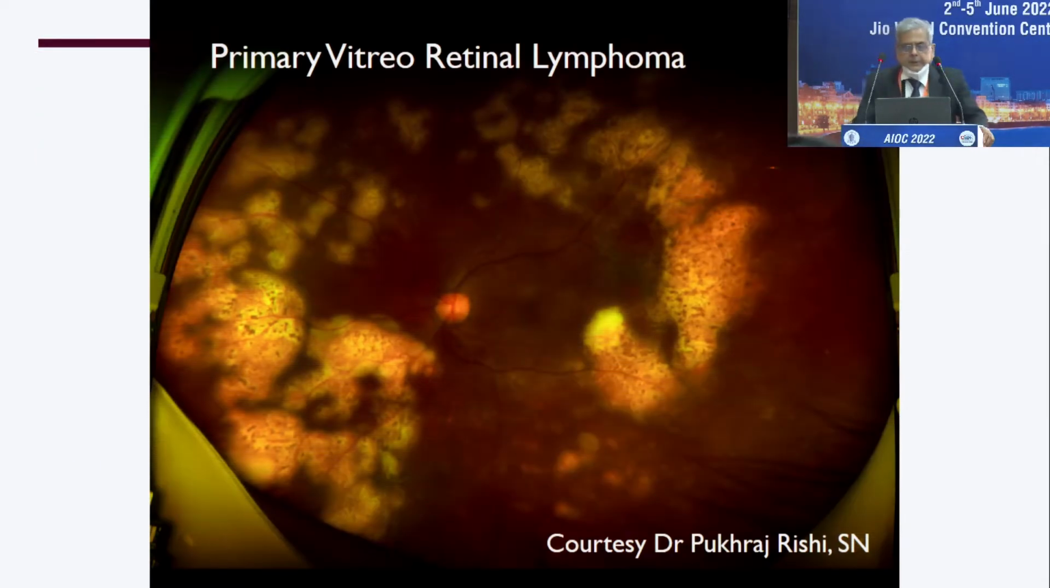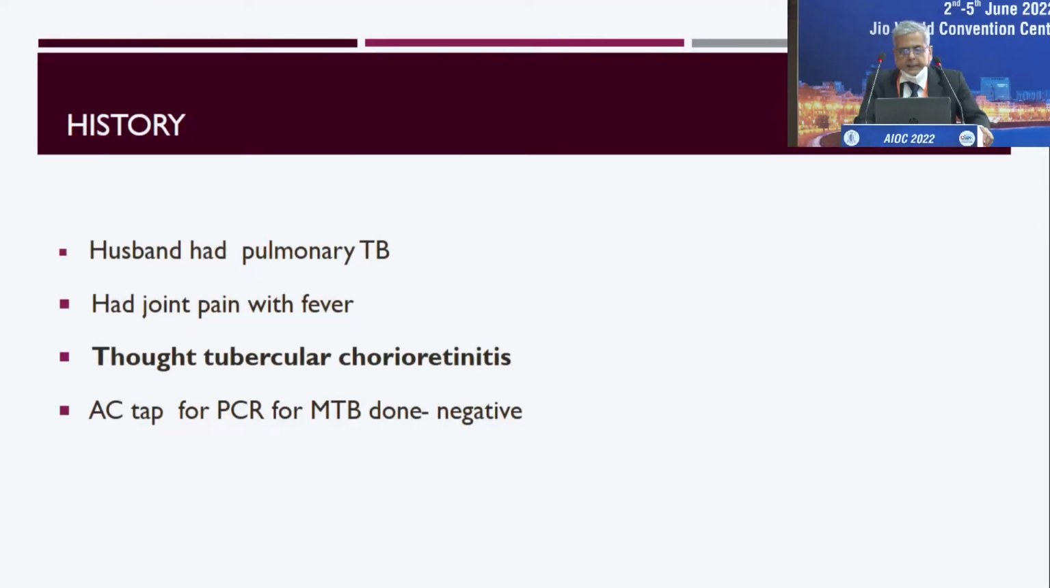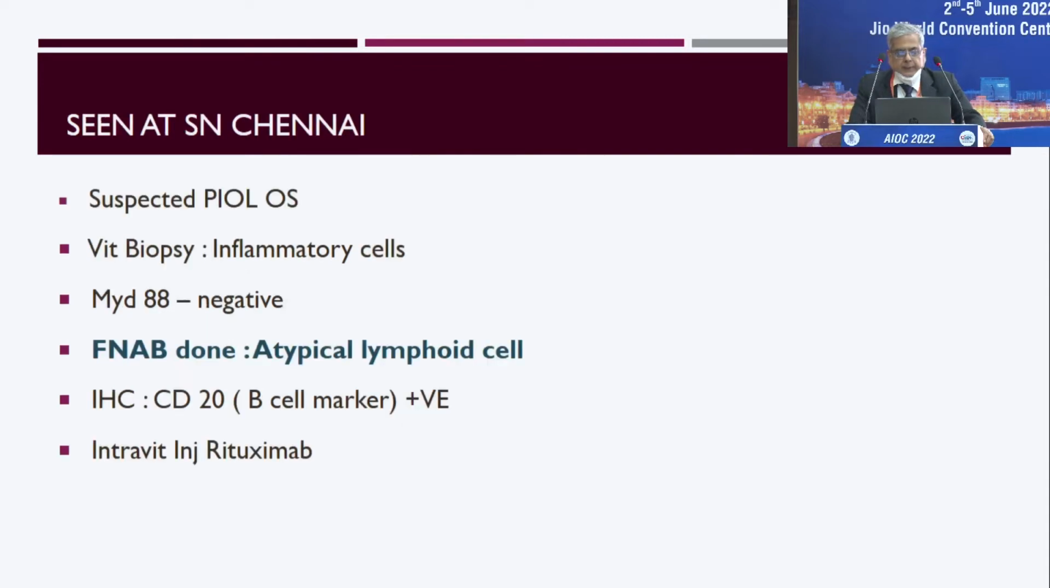Lastly, the masquerade syndrome is a primary vitreoretinal lymphoma, and they have multiple choroidal infiltrates with a leopard skin-like appearance. The patient's husband had pulmonary TB, and the patient had joint pain with fever. It was thought to be tubercular chorioretinitis. AC tap for PCR for MTB was done and was negative. We suspected primary intraocular lymphoma.